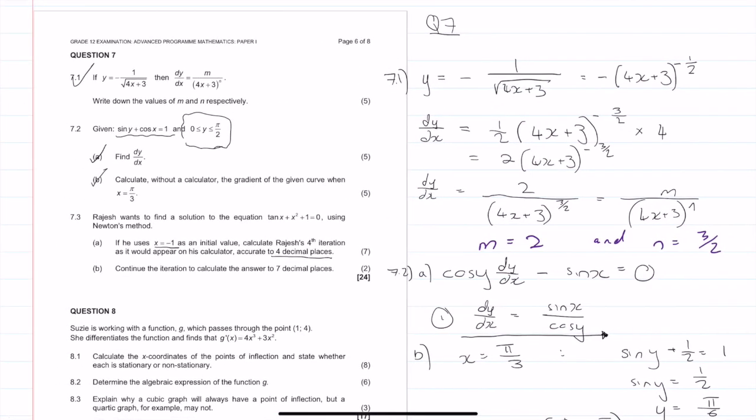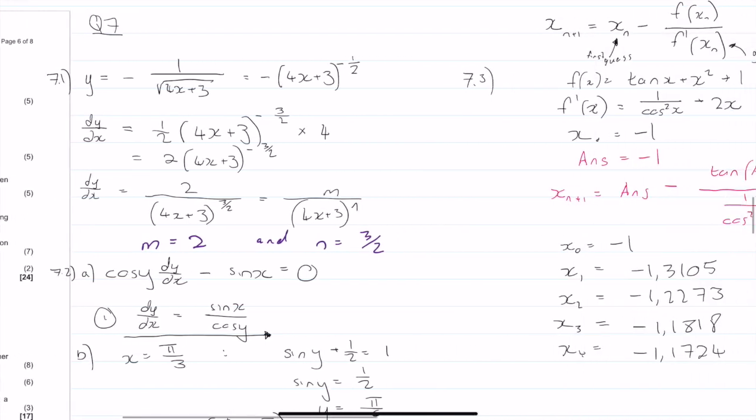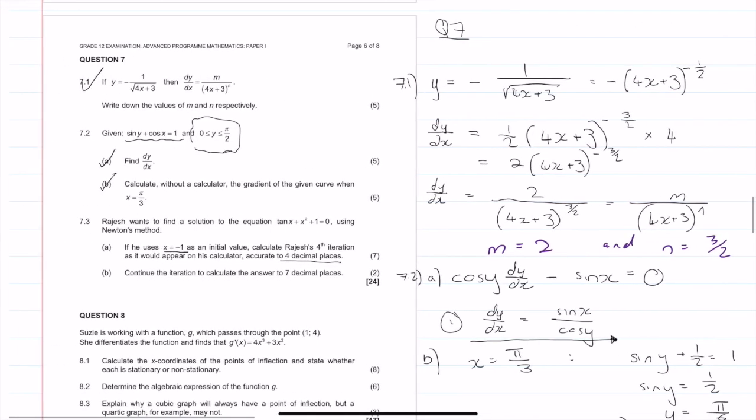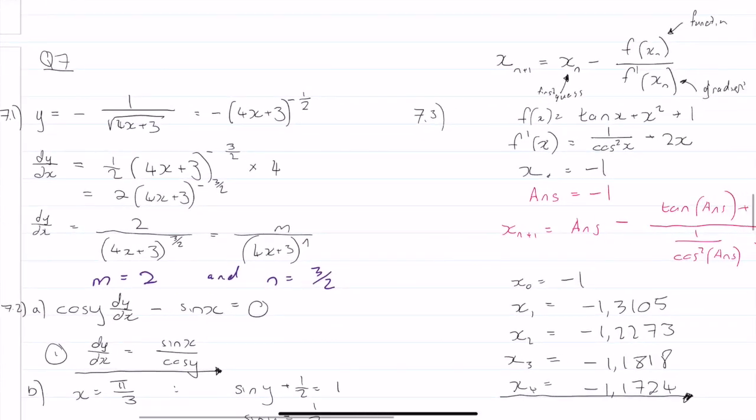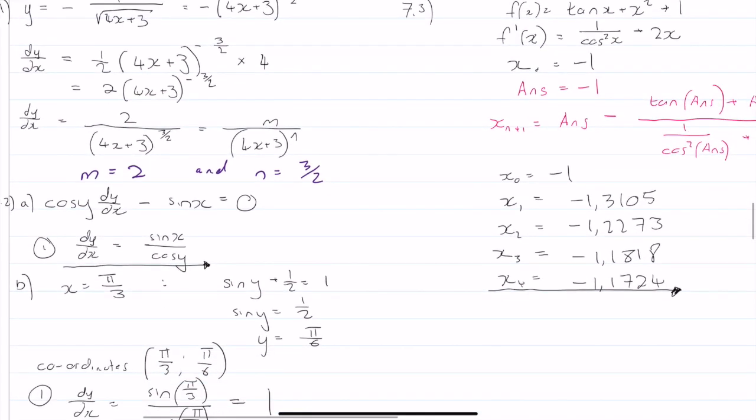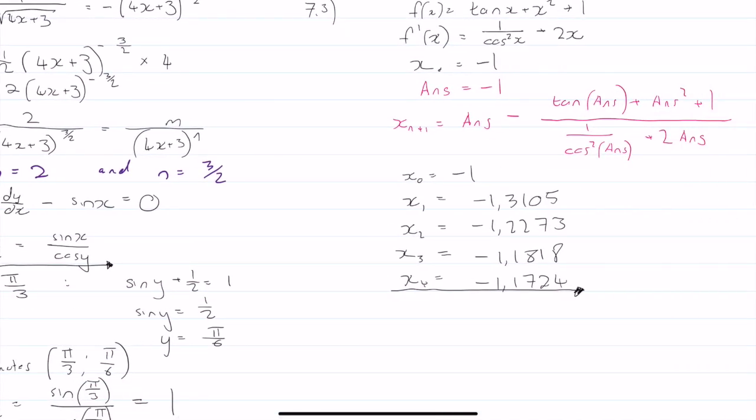Okay, so that would give you that answer. For the fourth iteration, that is your answer, and you get yourselves 7 marks, which is very generous. Okay, and then it says continue the iteration to calculate the answer to 7 decimal places. So what you do then is you keep clicking answer, and you make sure that after each point your decimal value should stop changing. So you click answer as many times as you need to get the 7th decimal place to not change.